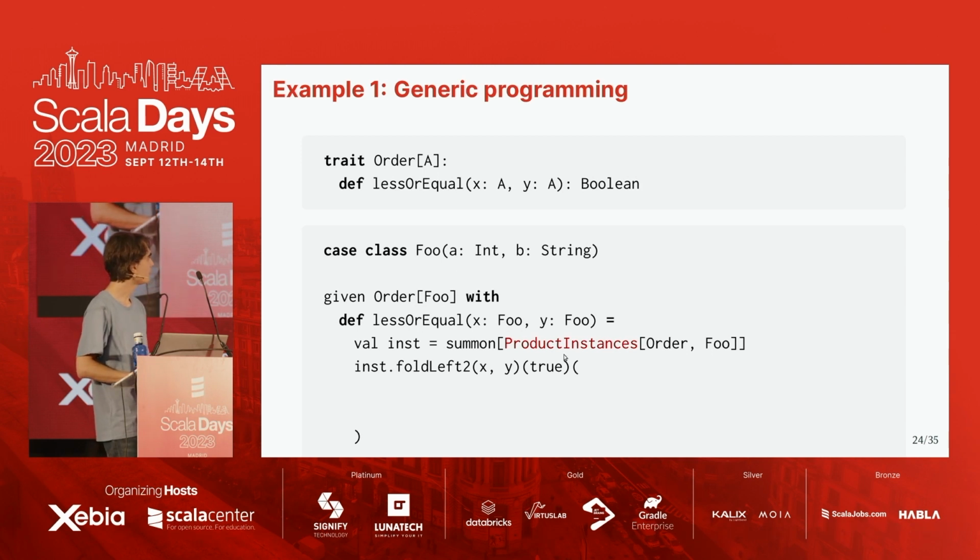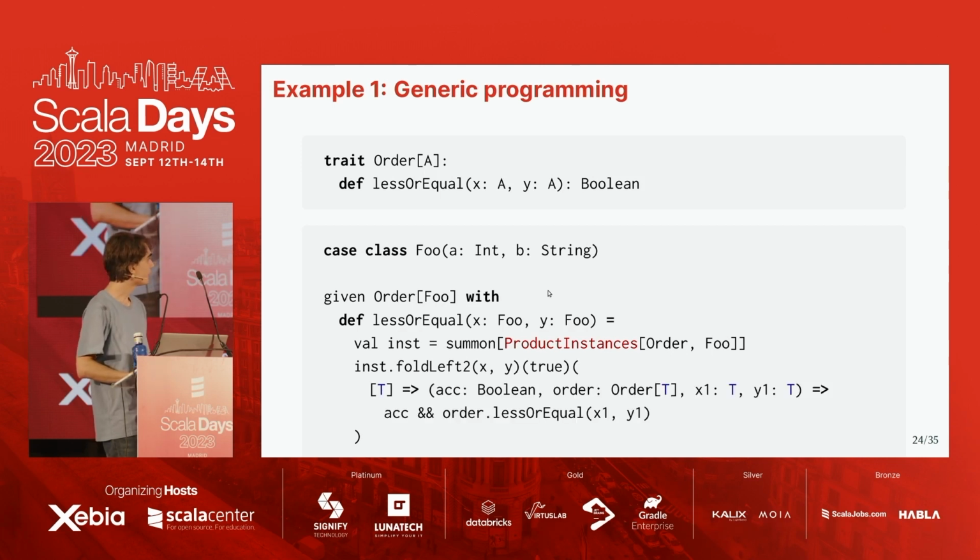So we start with a base value of true, because if we don't have any elements, we say the empty case class is less than or equal to itself. And then here we have this rather long expression, but the reason I'm showing you this example is just because this thing has to be polymorphic, because we're traversing the elements of Foo, and they can be of many different types. So here we get x1 and y1, which are the elements of x and y, and they might be Int or they might be String.